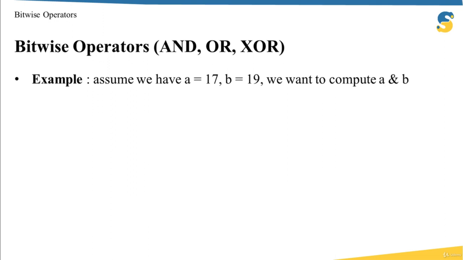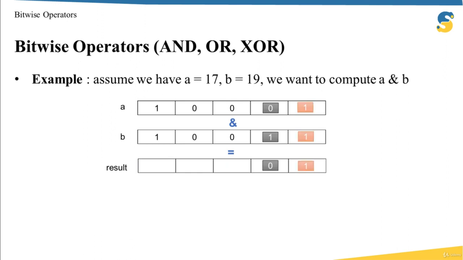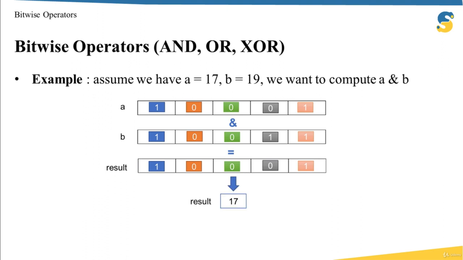Since these are bitwise operators, first of all, I'm going to convert A and B into the binary system, and this is what I will get. I want to calculate AND, so I will put the AND operator between them, and then I will start doing the calculation. Since it's a bitwise operator, this means I'm going to apply the AND operator to each two neighboring bits. So 1 and 1 is 1, 0 and 1 is 0, 0 and 0 is 0, 0 and 0 is 0, 1 and 1 is 1. As you see here, the result now is in the binary system. I will convert this result back to the integer that we are already familiar with, and I will get 17. So 17 AND 19 equals 17.